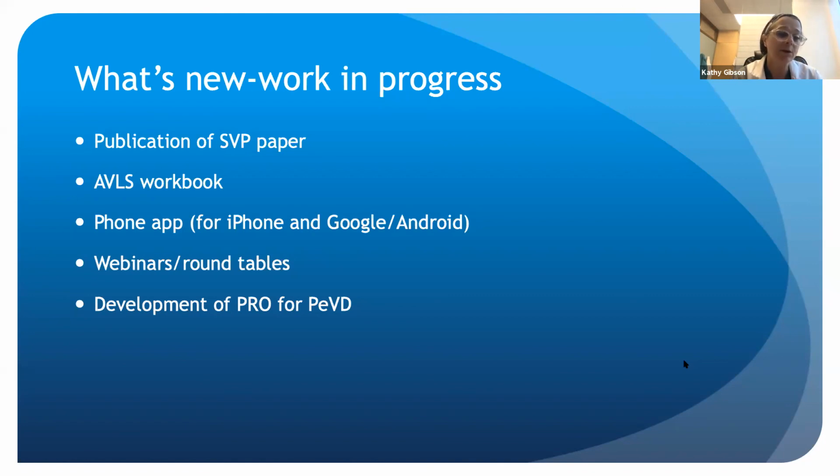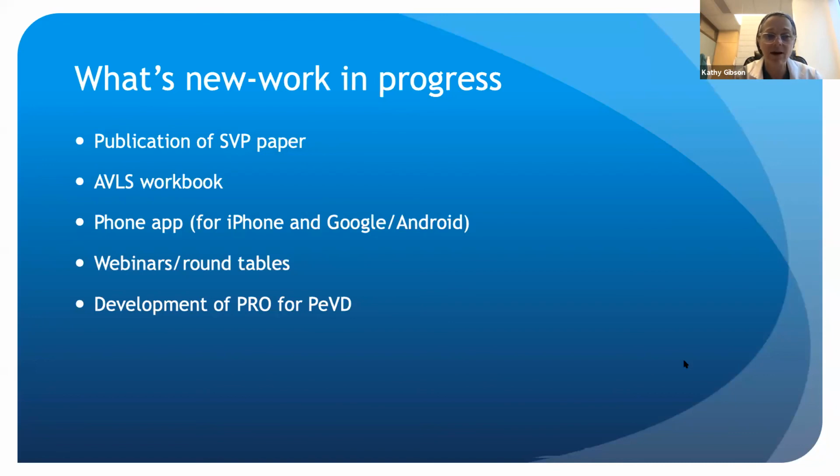There's a phone app that Tony Gasparis has been developing both for the iPhone and the Google Android, much like Dr. Cabrini has one for his classification. This will be kind of a similar thing that you can classify patients using an app. We're hoping to have some more webinars and roundtables discussing this. And then the next step for our group is developing a patient-reported outcome tool for pelvic venous disorders.